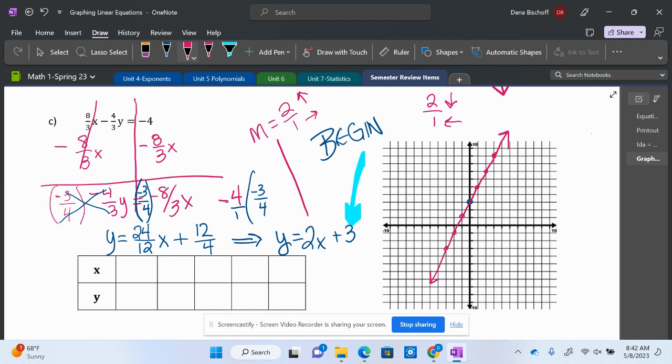So we're going to stop there. We'll finish that last page tomorrow.